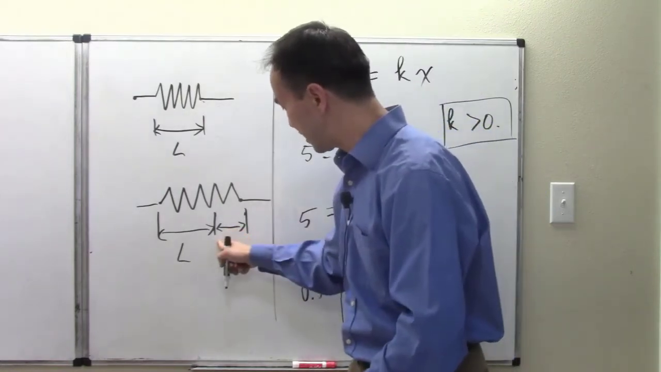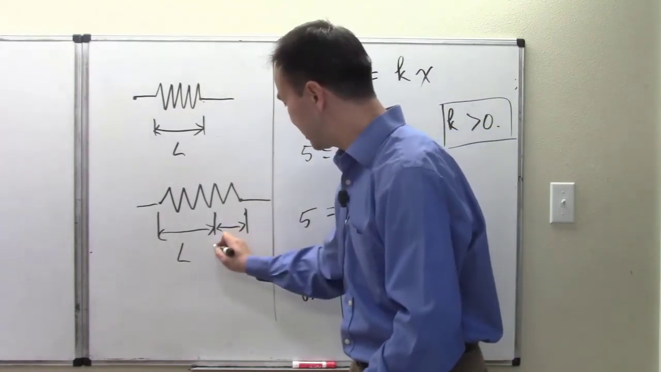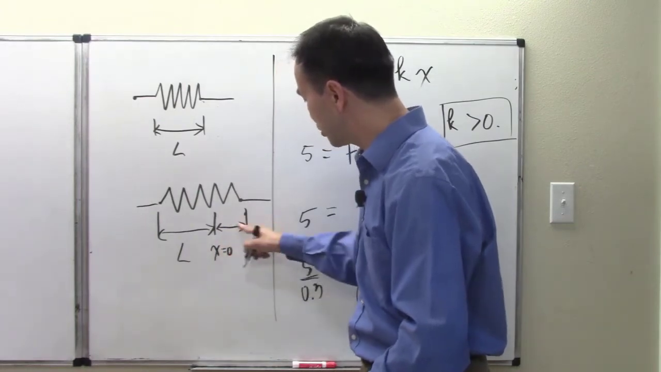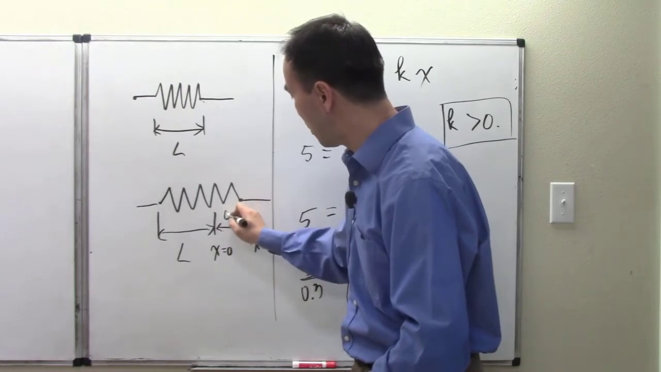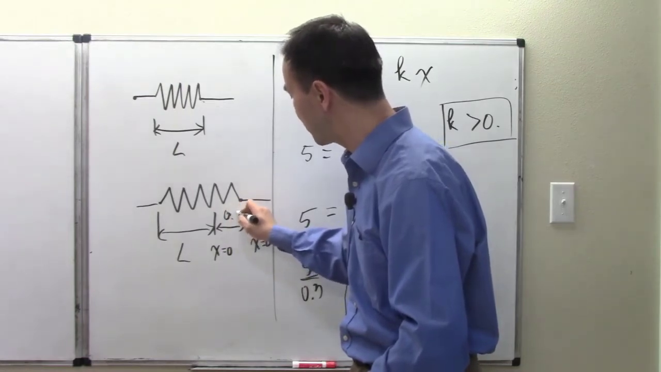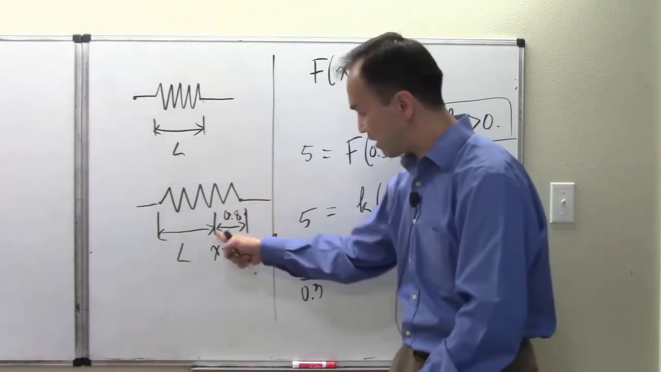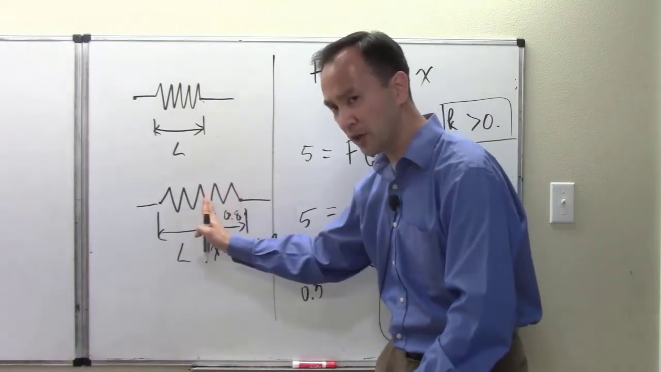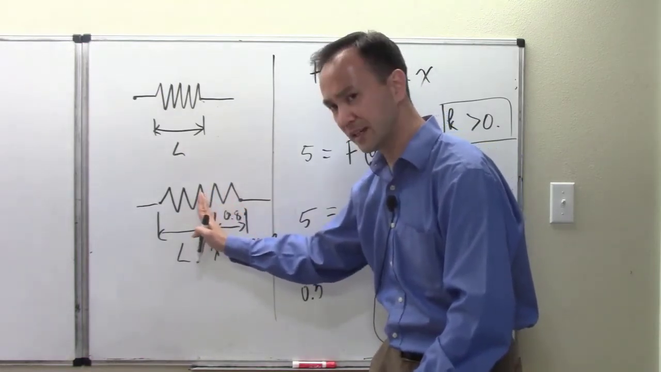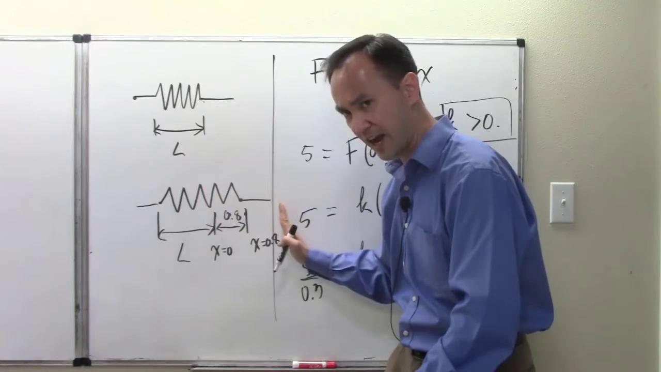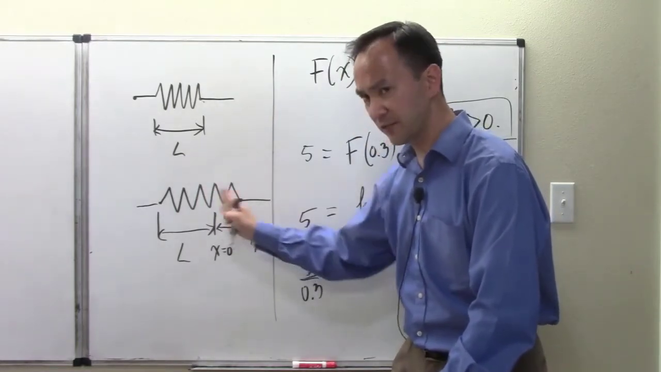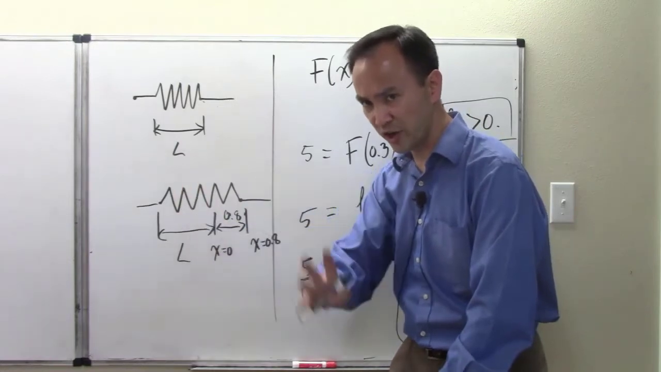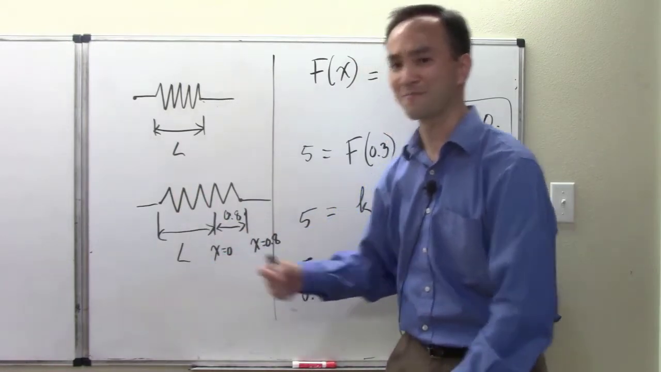Think about natural length being here, x equals 0 is here, and we want to stretch it out to x equals 0.8. So we want to stretch it out a total distance of 0.8. That's our distance, and there's force to make the spring stretch out. So there's a distance and there's force, and that's why it makes sense that the question is asking for how much total work.